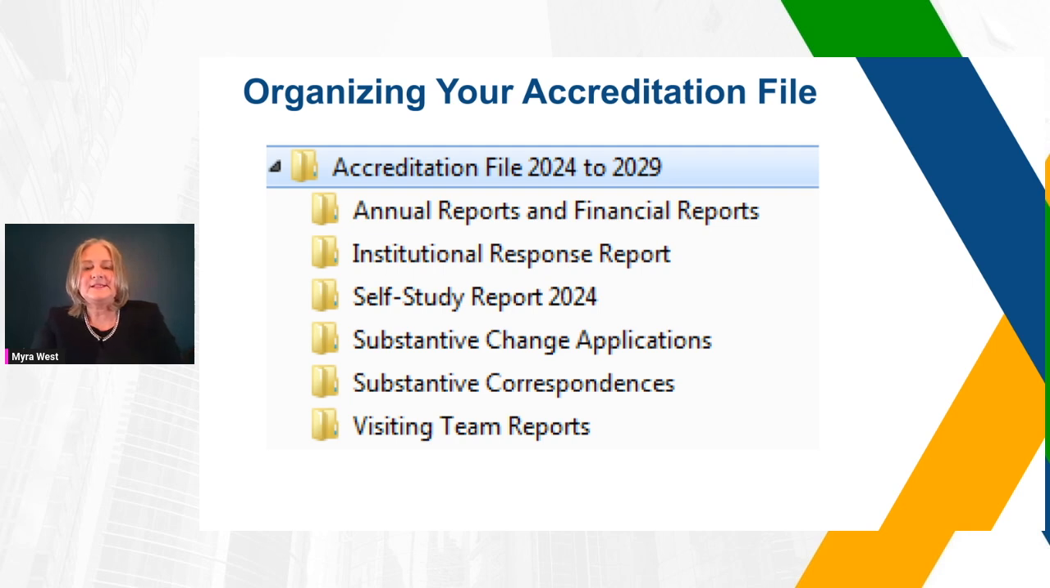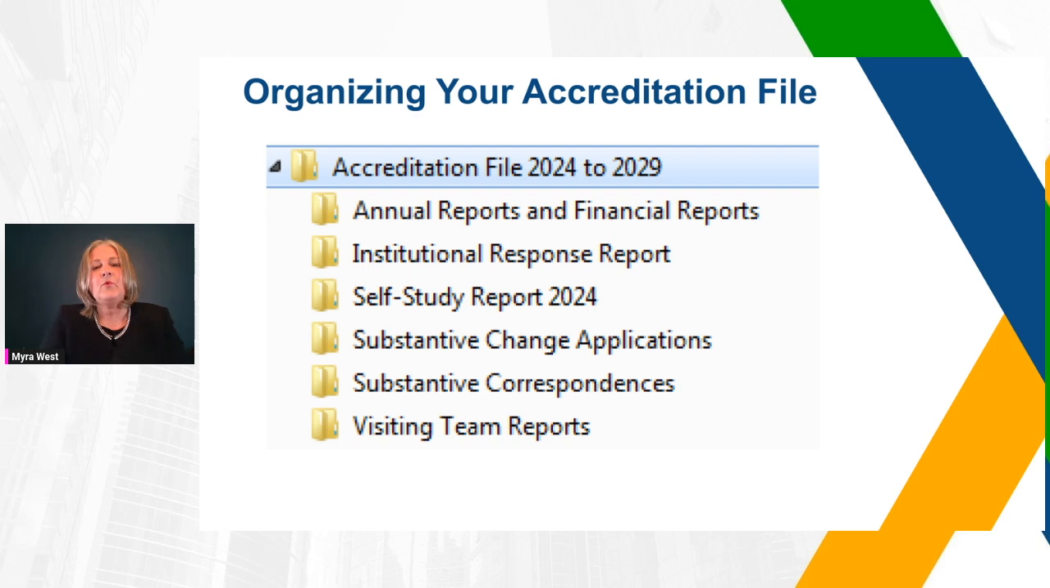In the example on the slide, you would create a folder named Accreditation File with the years of your accreditation cycle. Now, I encourage you to include the years in the file name because with each accreditation cycle, you will want to create a new folder to keep your documents organized.